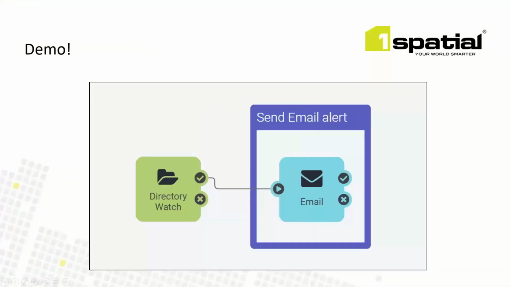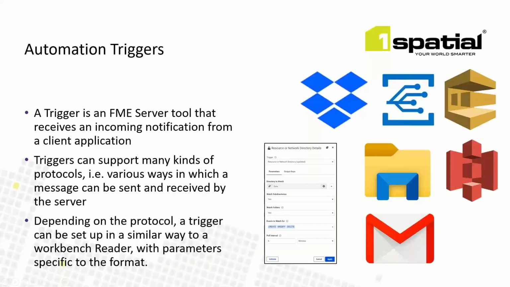Let's now take a little bit of a closer look at some of the components of an automation, starting with triggers. A trigger is a server tool which will listen out for an incoming notification from an application or a system. Triggers support a range of protocols which allow automations to receive messages from a large number of sources, including Dropbox, Azure, Amazon, and any of your popular email providers. Internal system events and applications can also be used as triggers.